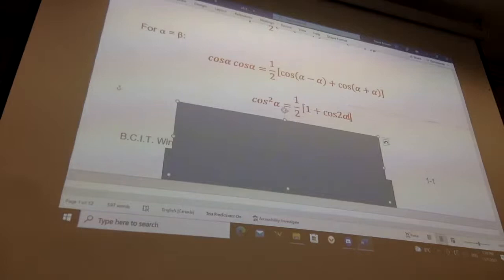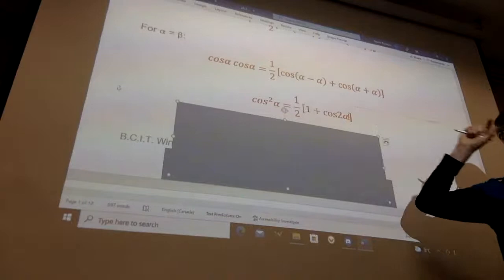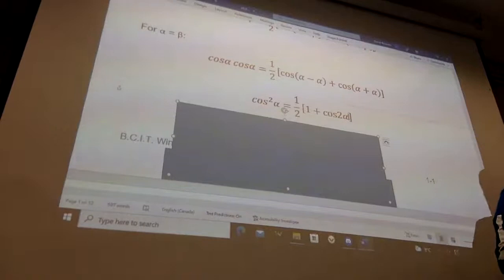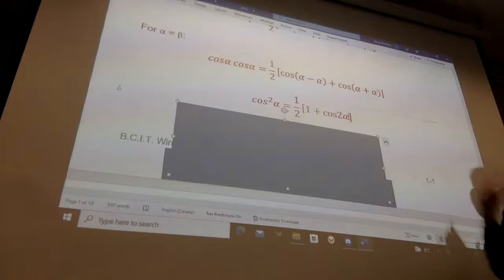So take a look. Don't look so much at the math. Just look at, oh, the first one was sum and difference. This is also sum and difference, but it's a little more unique. It's a double frequency and a DC term. That's how you can remember it. The same signal going into the mixer, two sine waves, two cosine waves. If it's the same, you'll get a double frequency and a DC term.